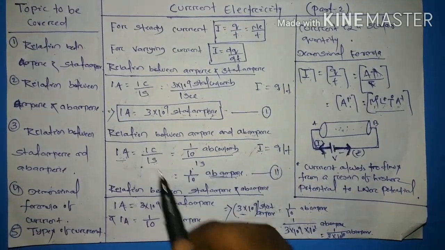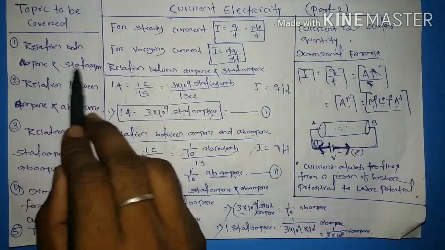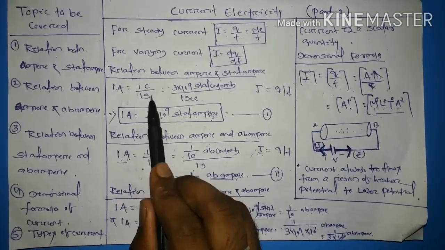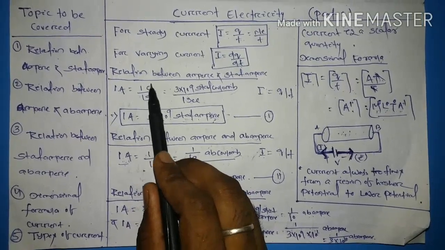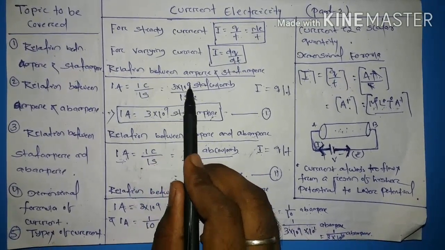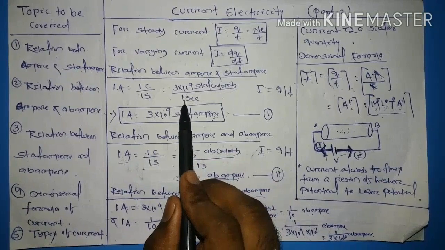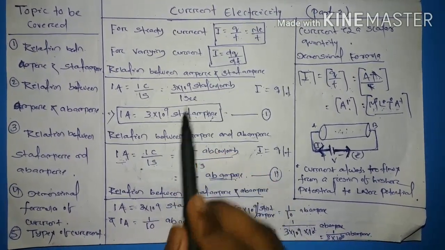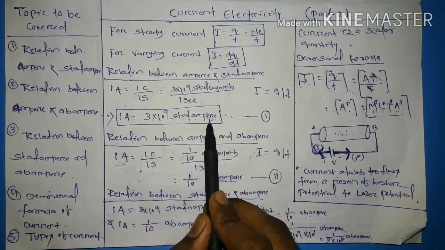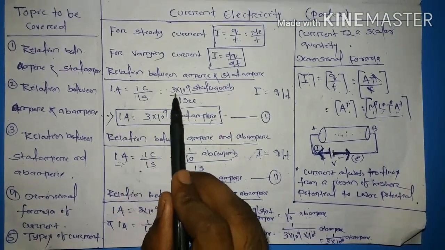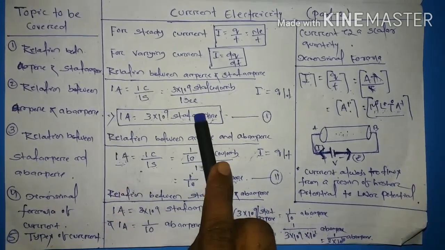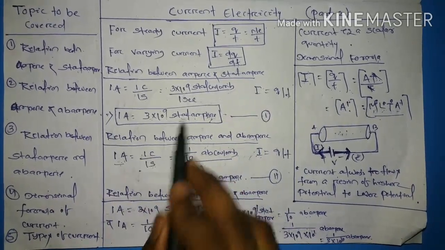Then find out the relation between ampere and stat ampere. As 1 ampere is equal to 1 coulomb per second, but 1 coulomb is equal to 3 into 10 to the power 9 stat coulomb divided by 1 second. Stat coulomb per second is equal to stat ampere. Therefore 1 ampere is equal to 3 into 10 to the power 9 stat ampere. This is the relation between ampere and stat ampere.